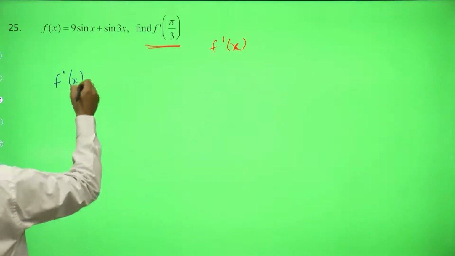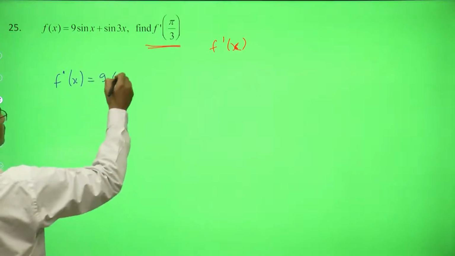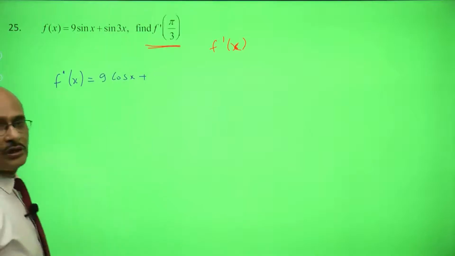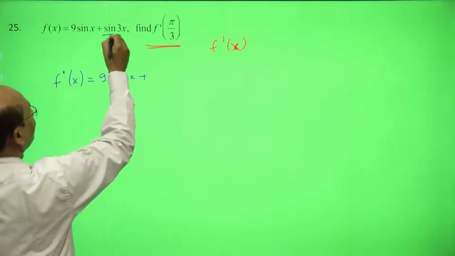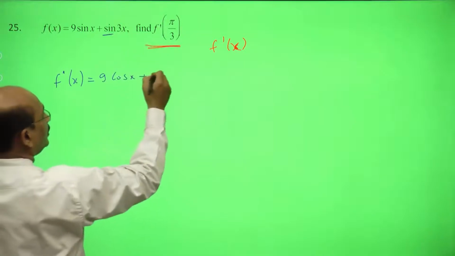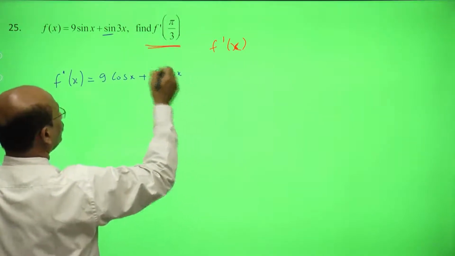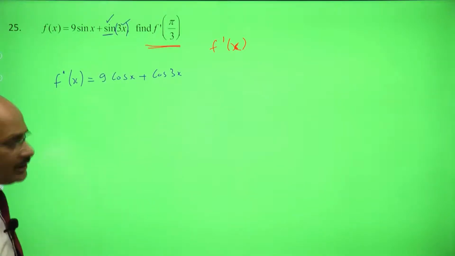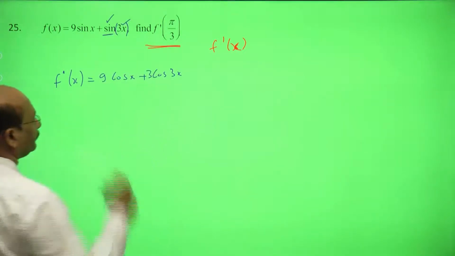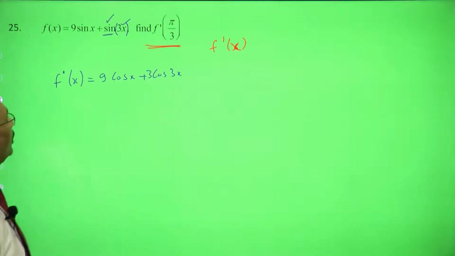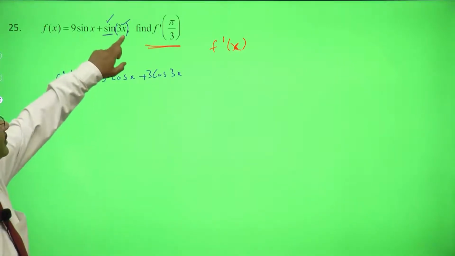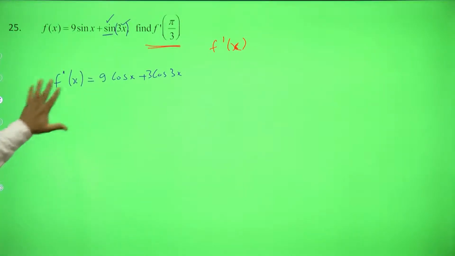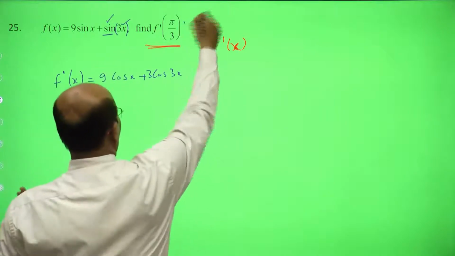So f dash x is 9 cos x plus sin 3x. Now when I say sin 3x, outside is sine. So first outer derivative, sine of anything is cos of that thing, into chain rule, inside is an algebraic function. So first sine derivative, then inside 3x derivative. 3x derivative is 3. So sin 3x derivative is cos 3x and inside 3x derivative will become 3. Happy? Now they are asking you something else, they are asking f dash pi by 3.